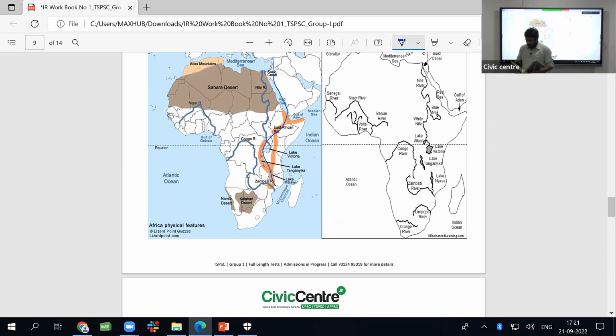Zanzibar Islands, known for spices. You can find them east of Tanzania. Can you locate Zanzibar? Yes, known for spices.